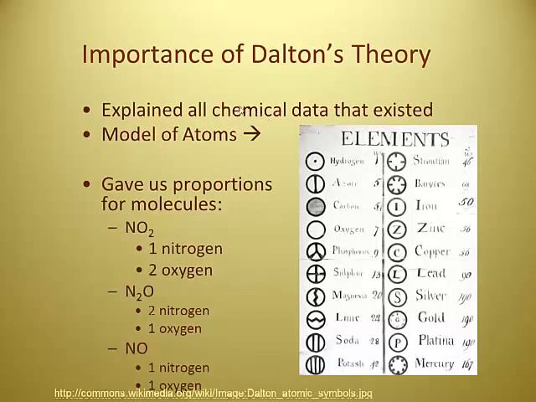Now, the importance of Dalton's theory, since we know that parts of it are wrong, why is it that we talk about it? Well, it explains all the chemical data that existed at the time. He develops models of atoms, and this is actually a drawing out of his book of elements. And he actually shows his models are spherical, round spheres, and he actually comes up with some symbols for them.